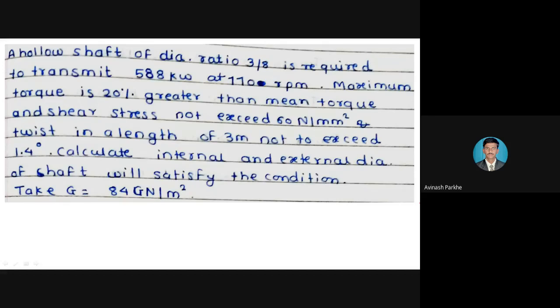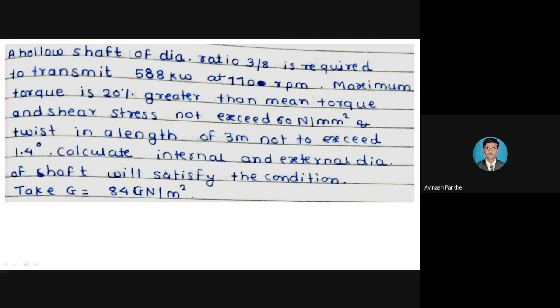The maximum torque is 20% greater than mean torque. That means Tmax is equal to 1.2 times Tmean. Again same. The shear stress not to exceed 60 Newton per mm square. And the twist in a length of 3 meter. The length of shaft is given 3 meter, convert in mm, 3000 mm.